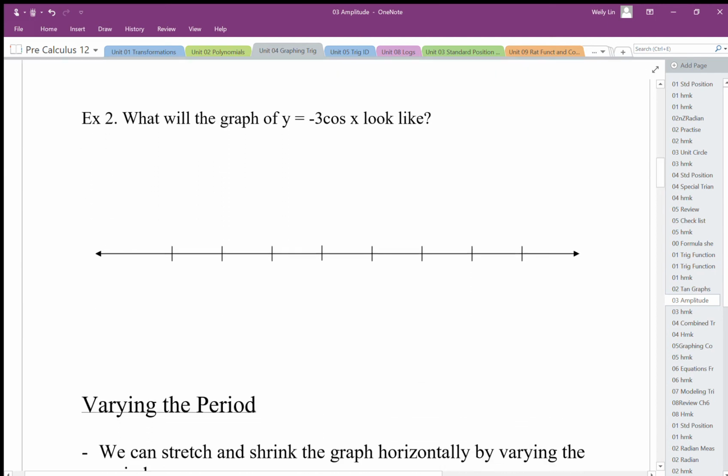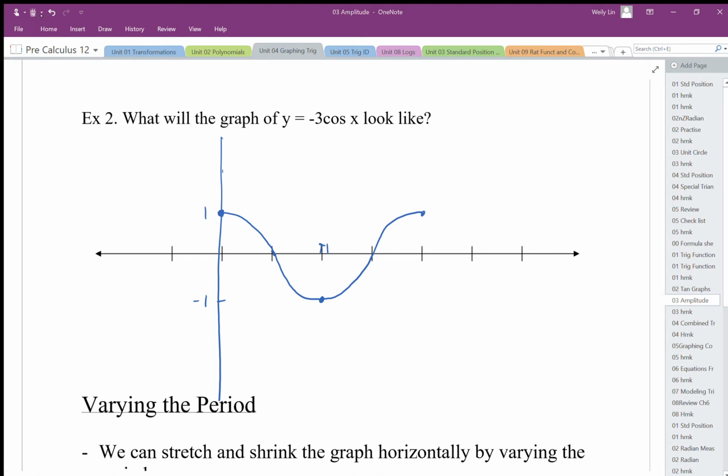So graphing -3 cos x, we can first of all just think of what does cos x look like. Okay, our cos x function is going to start at 1, so we're going to say this is pi here, 180. It's going to go down to -1, go back up to 0, and back up to 1. Okay, so that's going to be -1, +1.